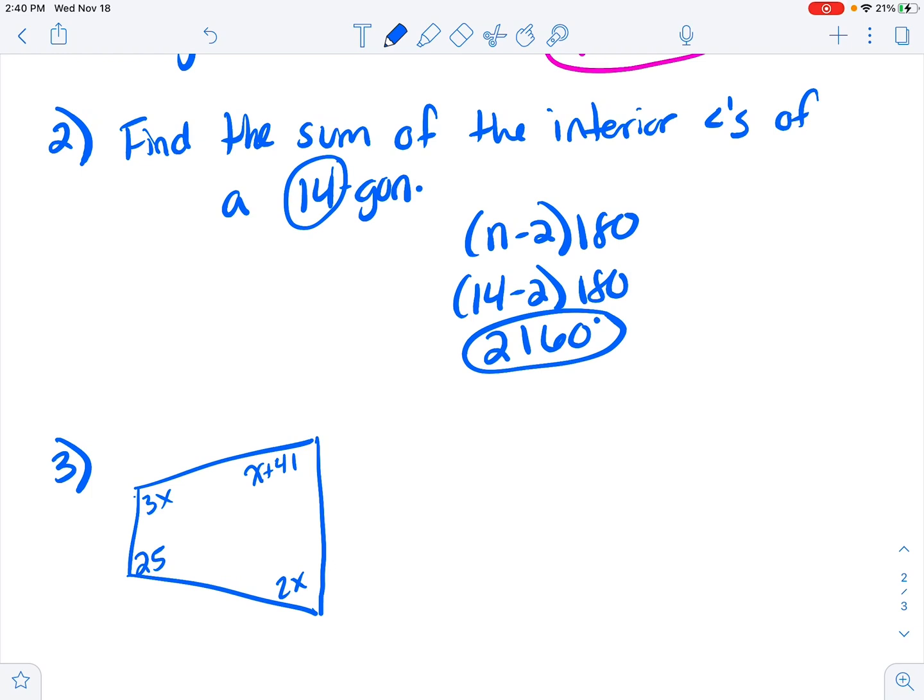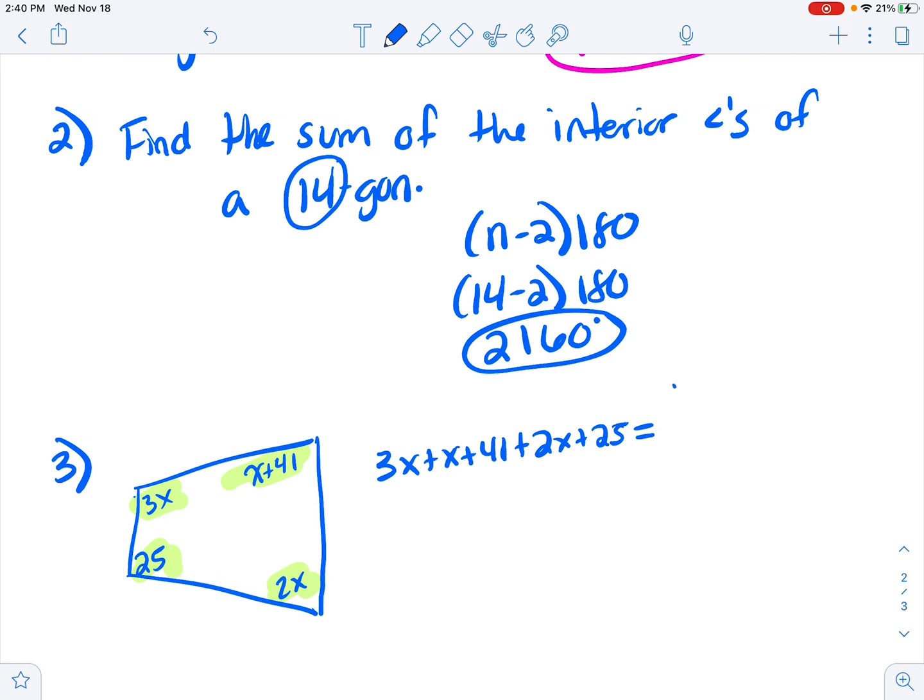Okay, so we can still find the sum of them. So the sum of the angles that are already in there, I'm going to add all these together. So we have 3x plus x plus 41 plus 2x plus 25. Sometimes it helps to have a highlighter or a crayon, and as we write them, 3x, I did that one. X plus 41, I did that one. 2x, did that one. 25, I did that one. So I have all my angles. Now, is this interior or exterior? This would be the sum of the interior.